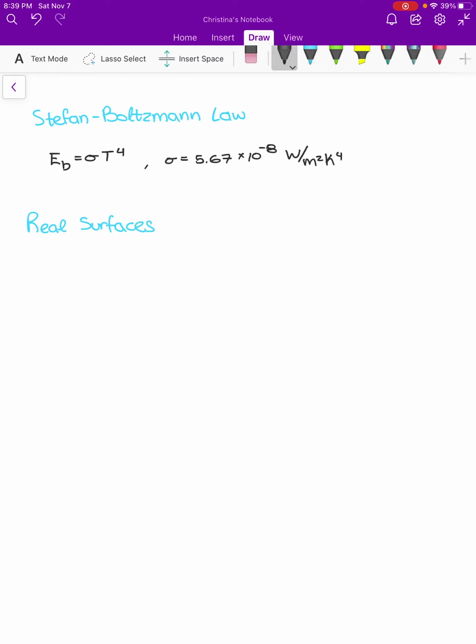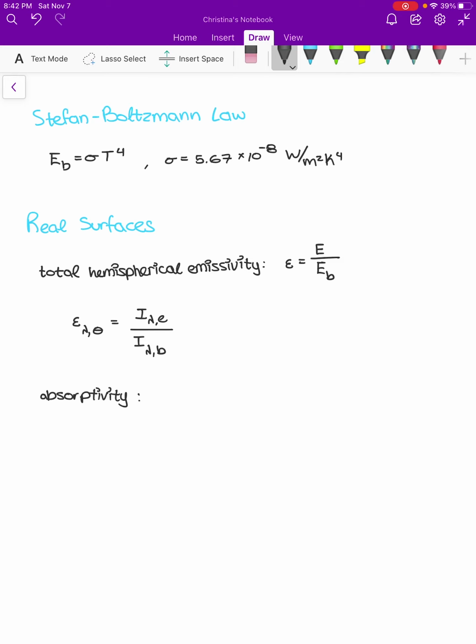For example, the total hemispherical emissivity is epsilon is equal to E divided by EB, and it is the ratio of total emissive power of a real surface to the total emissive power of a black body at the same temperature. Because spectral emission is related to spectral intensity, we can write the following. For absorptivity, we have similar equations.